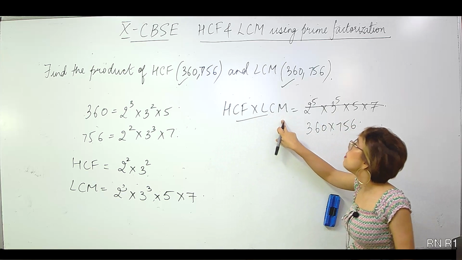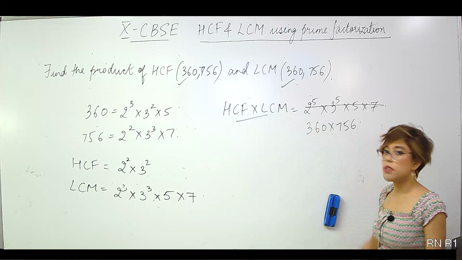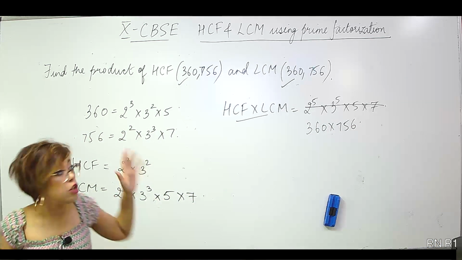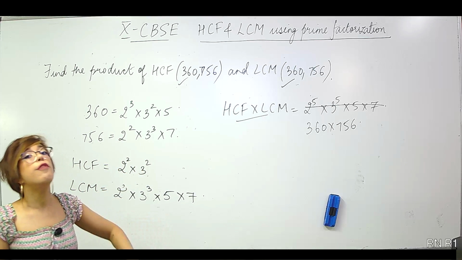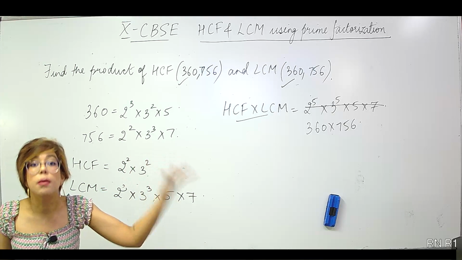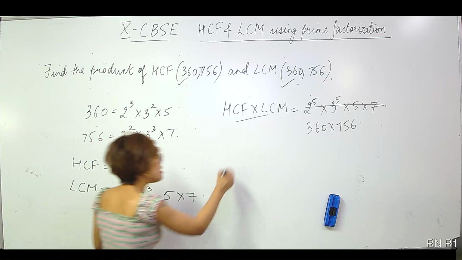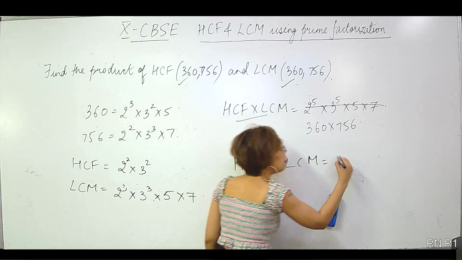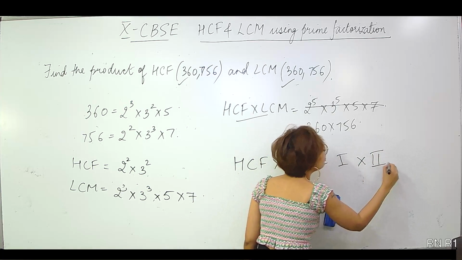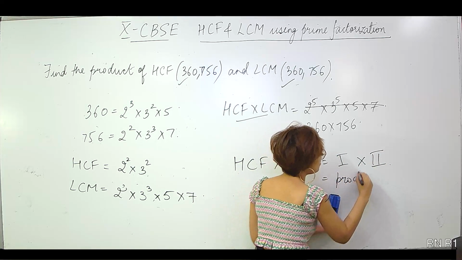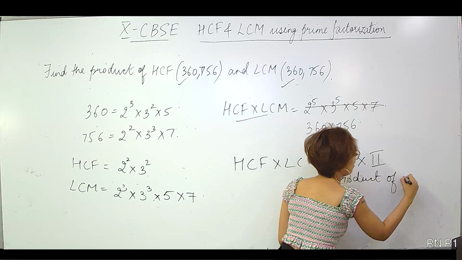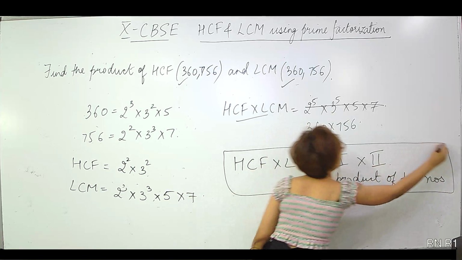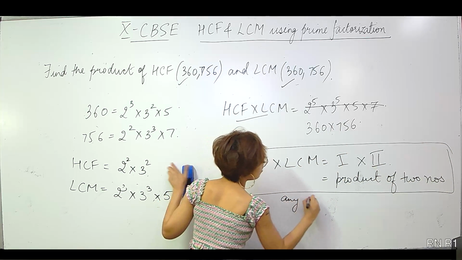HCF into LCM is nothing but the product of the two numbers. This is a very special property. And this is not true only in this case. It is true for any two natural numbers. Right? You can say that HCF into LCM is equal to first number into second number, or you can say the product of numbers. This result holds for any two natural numbers.